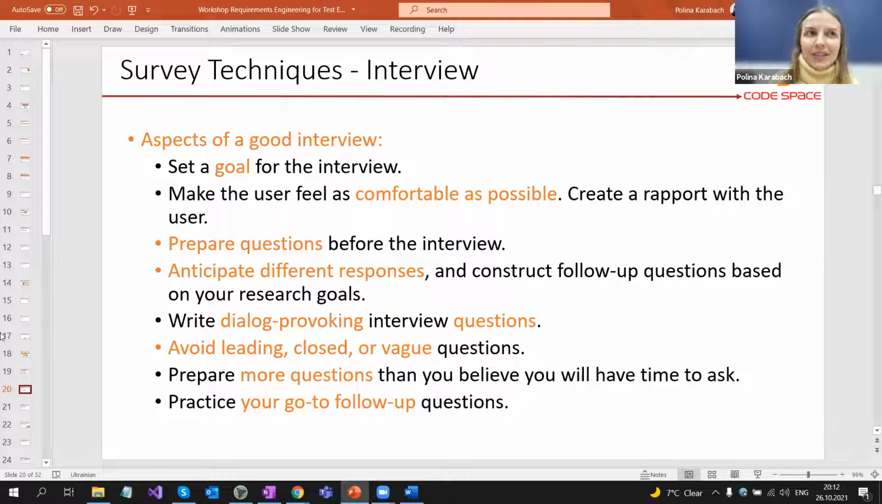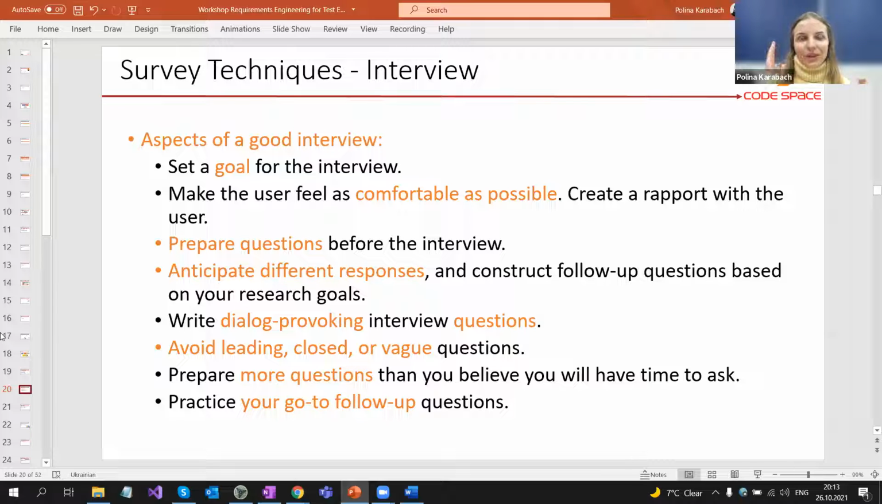We can anticipate different responses. What does it mean? A user can just simply reply to us, yes, no. Do you want this feature? Yes. But it's not just a Boolean black and white answer. We want to know more insight, more depth. So we need to make use of some dialogue-provoking interview questions, like, can you explain a bit more? Can you elaborate on this topic, etc.